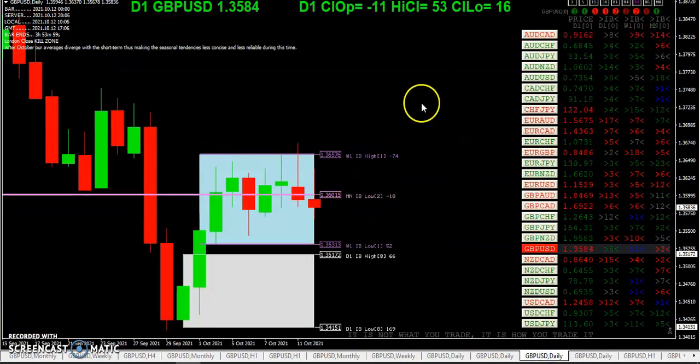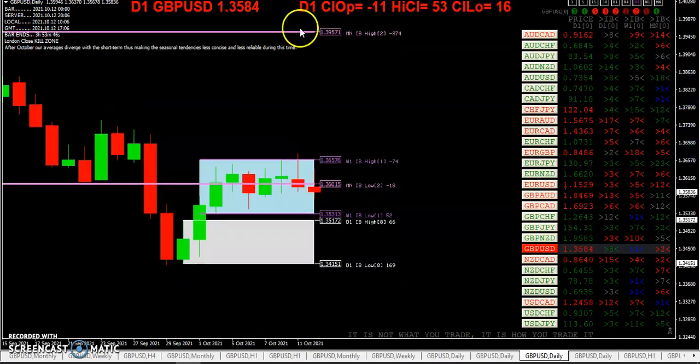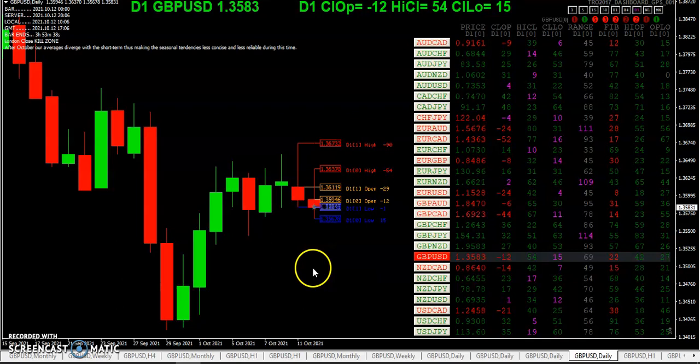Inside bar, we went outside of the monthly inside bar low right here. We're below it by 18 pips. And the monthly inside bar high is way up here, 374 pips away. Today, only 3 pairs over 100 in range, pound clocking in at 69.